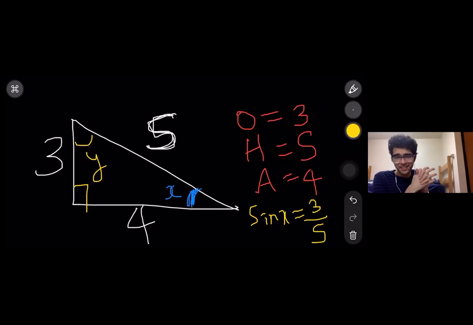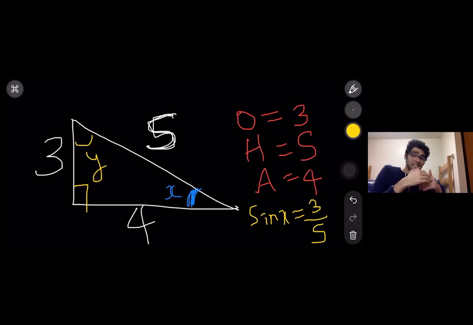A slightly tricky question. Can somebody tell me what is sine of Y in the same shape? Good. Very good. Sine of Y is 4 over 5 because the opposite side then is the 4. If you look at it from Y's perspective, opposite is 4, adjacent is 3, and hypotenuse is 5. So the sine of Y will be 4 over 5, but the sine of X will be 3 over 5.